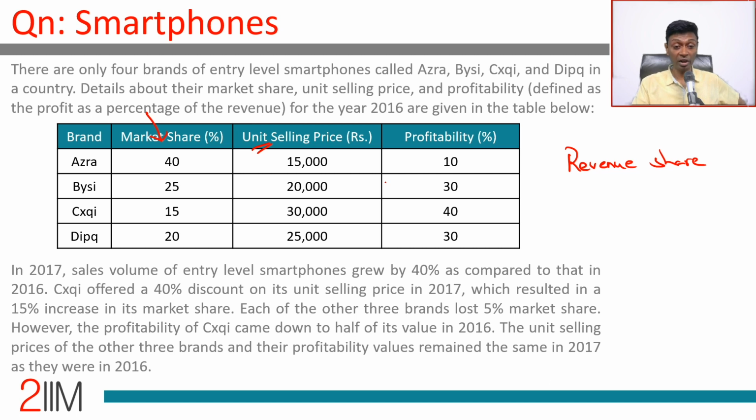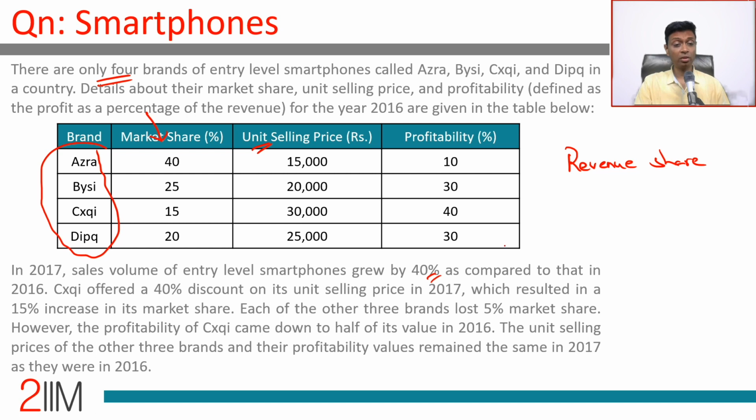In 2017, sales volume of entry-level smartphones grew by 40%. So all four put together, they are the only smartphone brands. Right, so put together, their volumes grew by 40%.